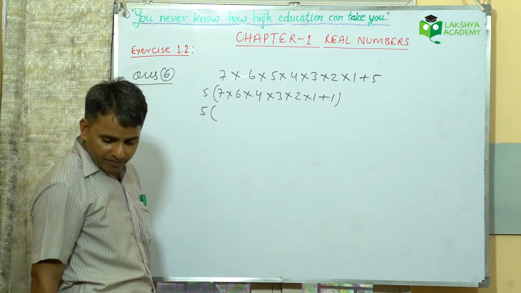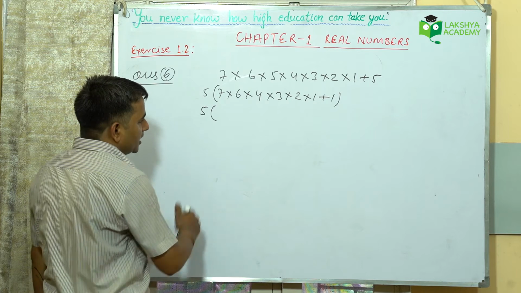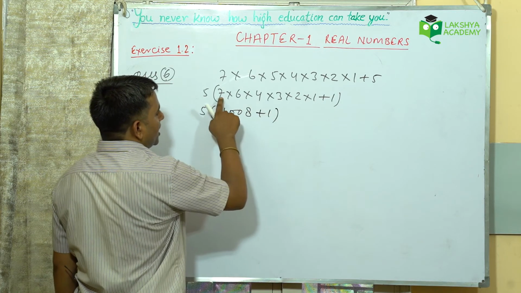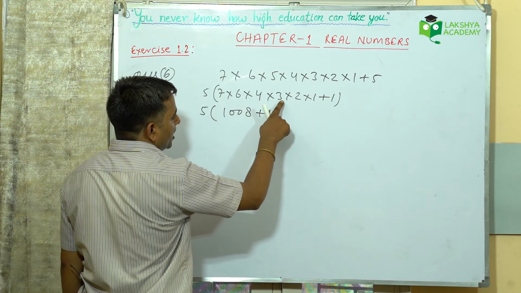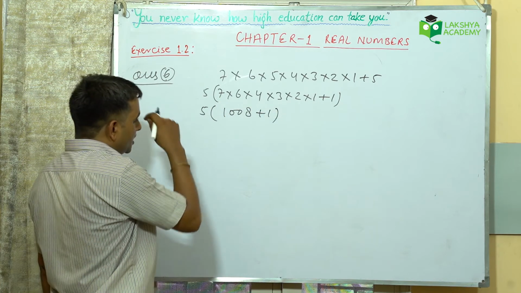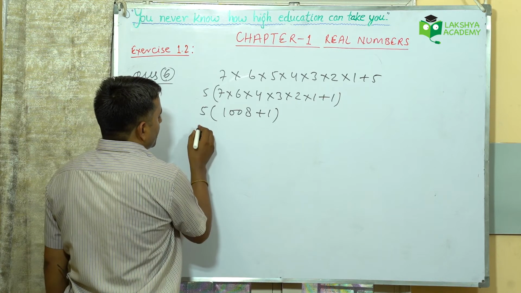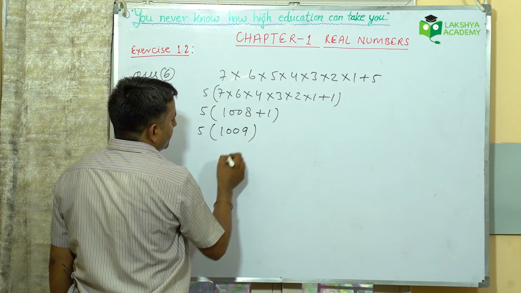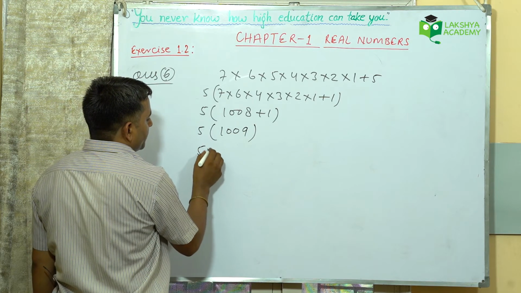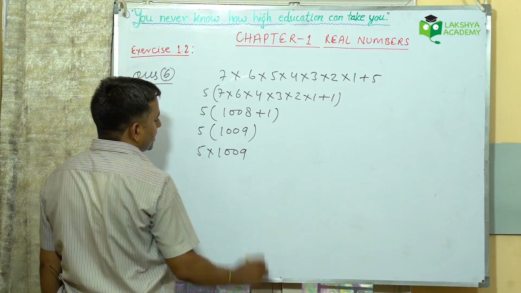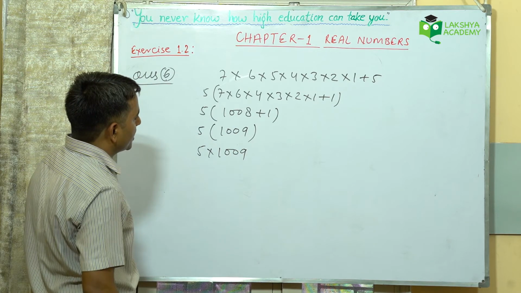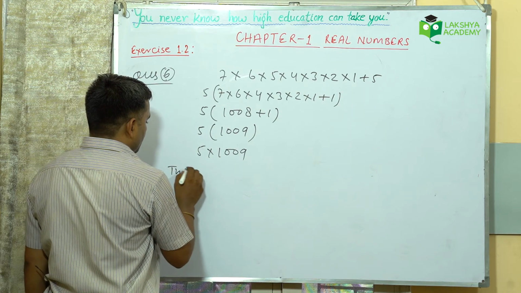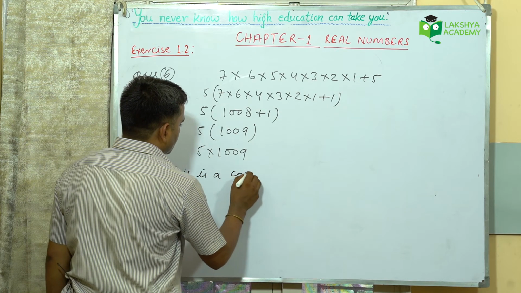On multiplying them, we get 1008, plus 1. Multiplying 7 into 6 into 4 into 3 into 2, we get 1008. So 5, on adding this 1, we get 1009. So this is 5 into 1009. So now again, here are the two factors. So this is a composite number because it has two factors. Therefore, this is a composite number.